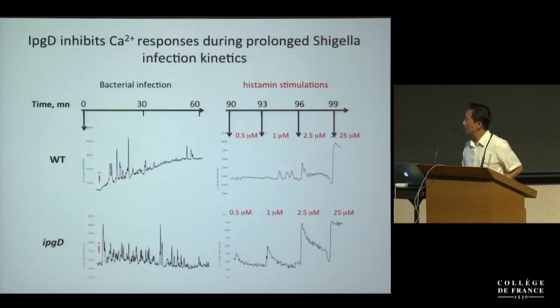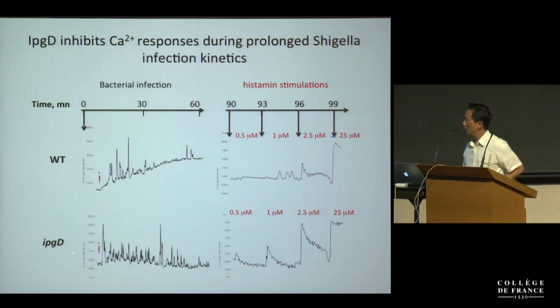So what is the incidence of that? If one looks at longer kinetics of infection, in the case of the wild-type Shigella, you can see responses are isolated and with very slow dynamics, and eventually those responses die over time. And if you stimulate the cells with calcium agonists, then the cell is unable, or very inhibited in its ability, to elicit calcium responses.